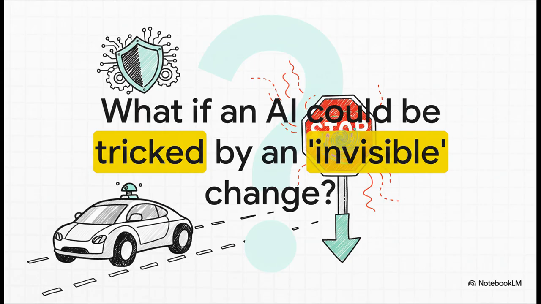So, picture this. An autonomous car is cruising down the street. Up ahead, there's a stop sign. Looks totally normal to you and me. But what if a tiny, almost invisible tweak was made to that image, something no human would ever spot, that made the car's AI see a speed limit 80 sign instead? Yeah, that's not sci-fi. That's a real and very serious problem called an adversarial attack.